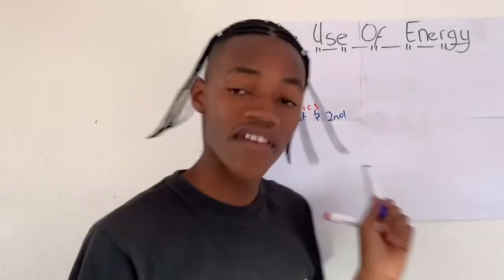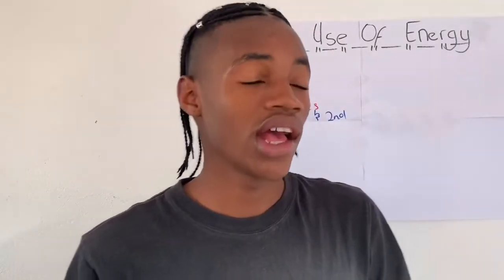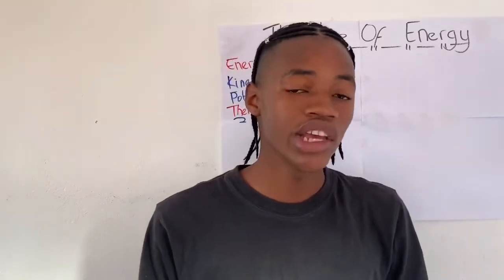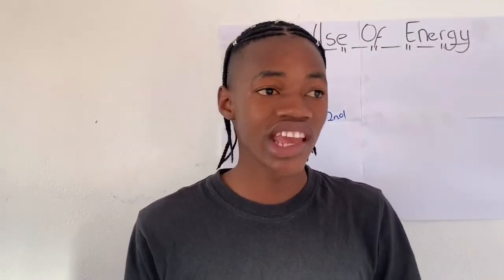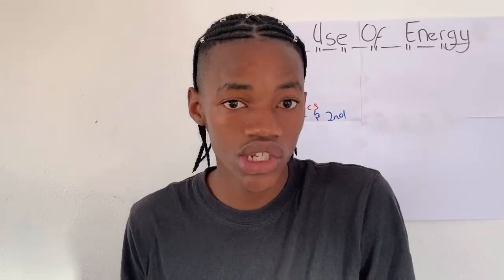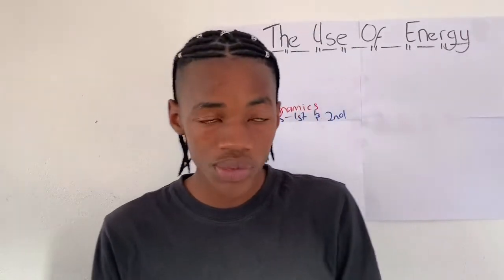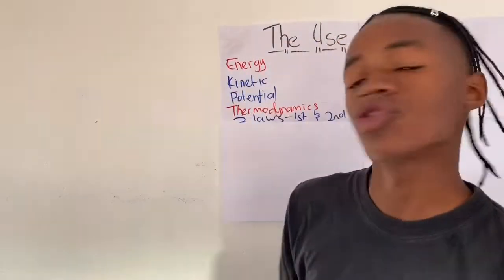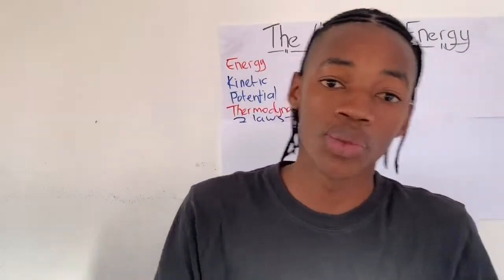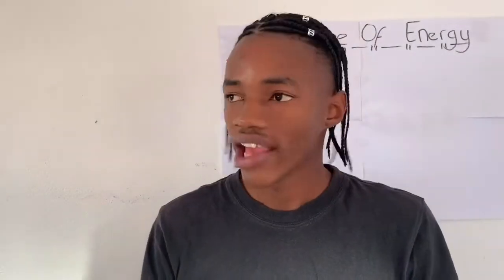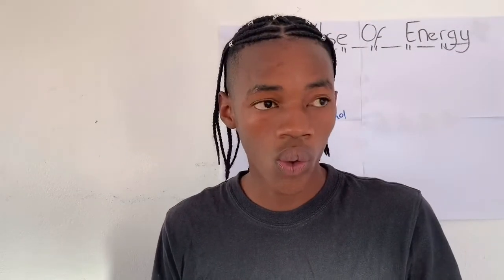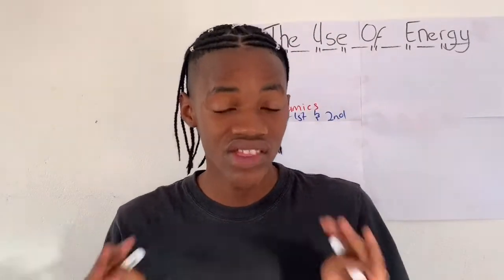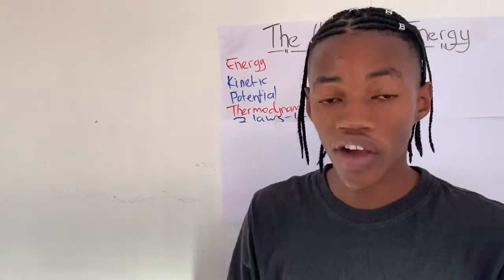So now the first law of thermodynamics states that energy in the universe is constant. Energy cannot be created or destroyed, but it can be transformed from one form to another. So what that means is that energy can be transformed from kinetic energy to potential energy, and energy cannot be created or destroyed, and energy in the whole entire universe is constant and stays the same. That is the first law of thermodynamics.